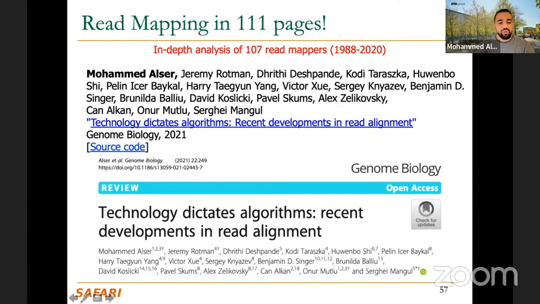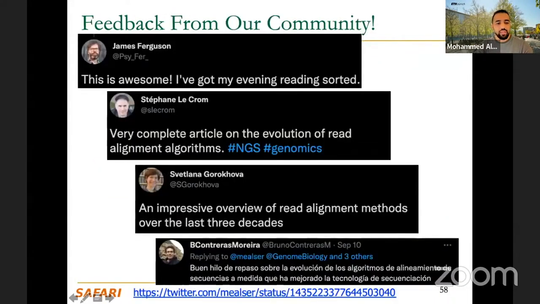So I recommend that if you're interested in this topic, you read this paper. We survey a large number of algorithms starting from 1988 all the way until last year. So I recommend everyone to read it. We got very good positive feedback from the bioinformatics community. So we appreciate that.